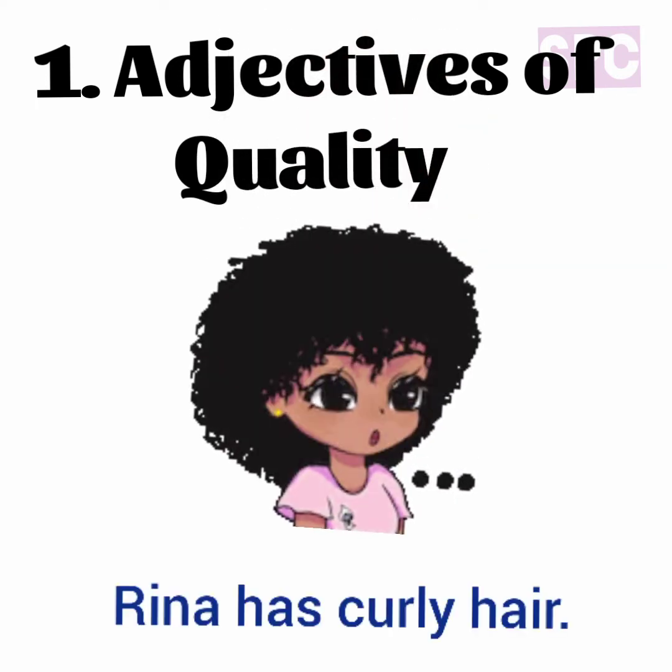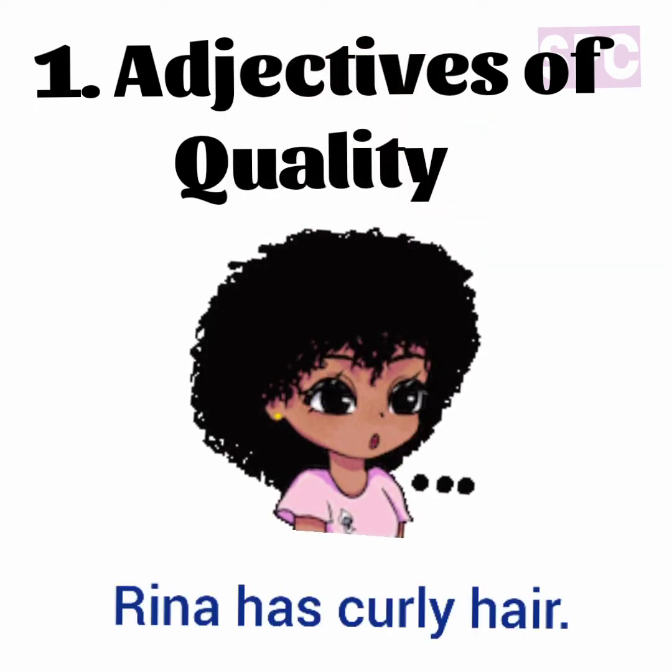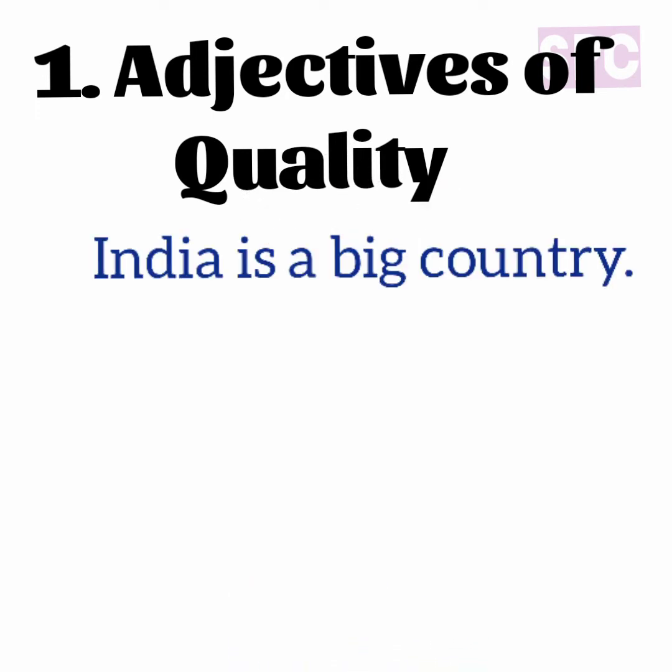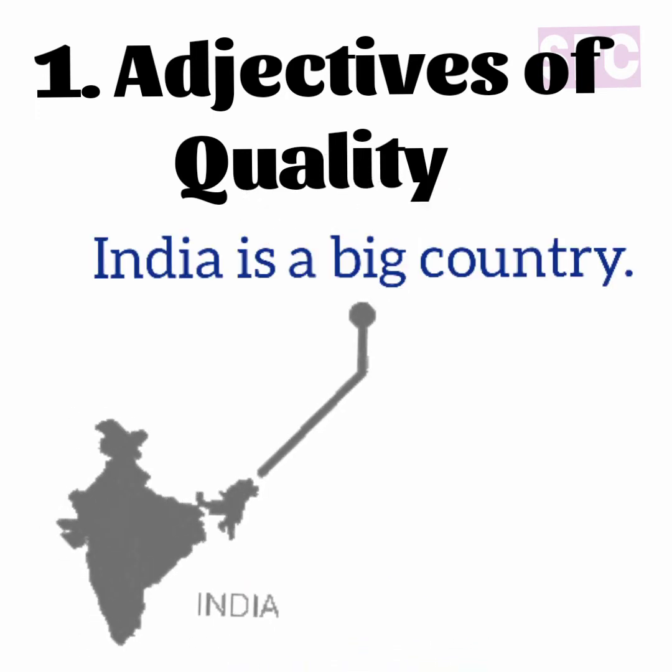First example, Reena has curly hair. What kind of hair? Curly hair. India is a big country. What kind of country? Big country.